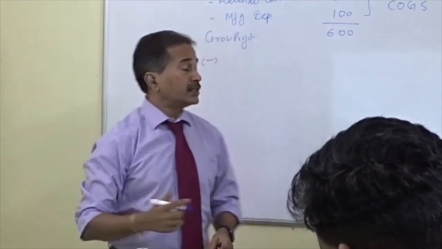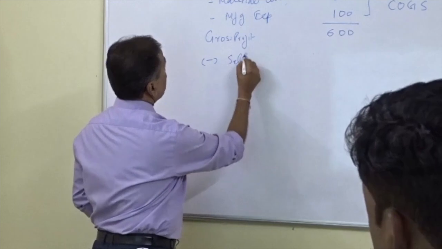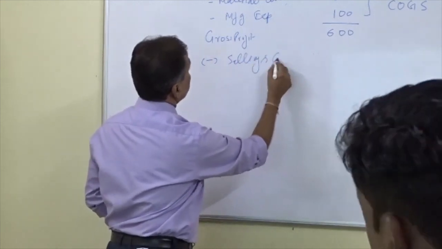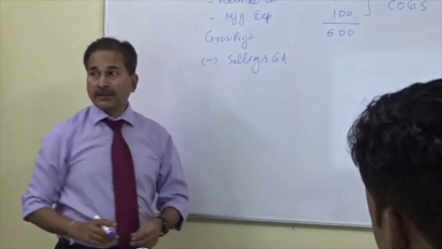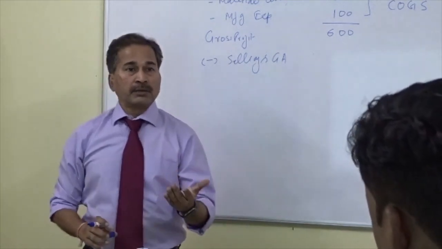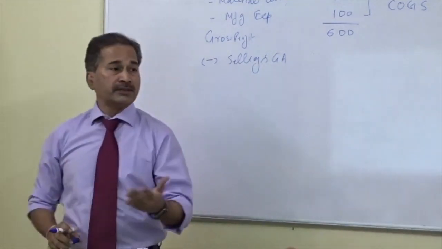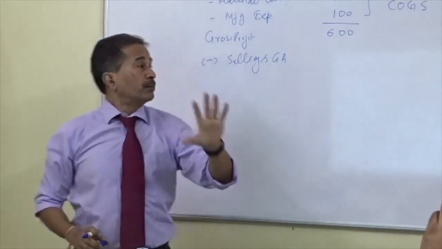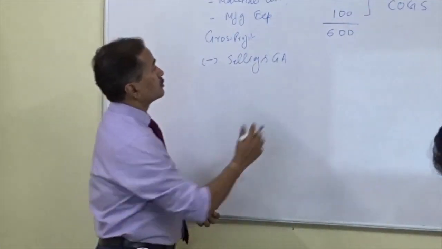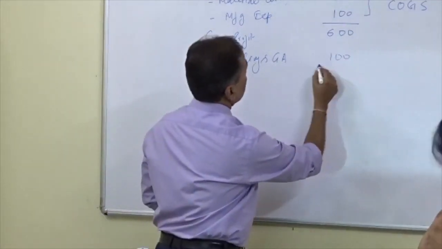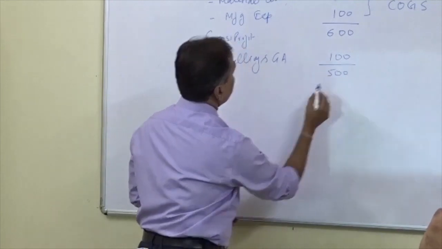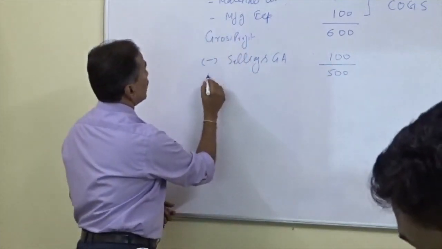Now what is your next cost? Your next cost is selling and general administration expenses. बराबर? Does it make sense to you, group? ठीक है, तो अब ये आपका हो गया 100 rupees. So what is this now? 500. So this is known as EBITDA.